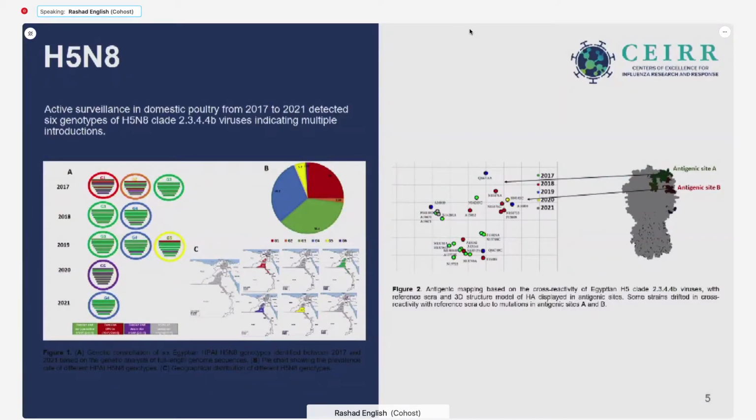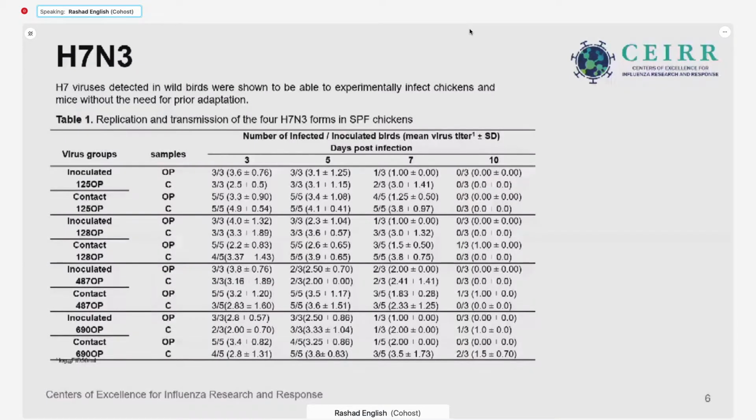For the H7s, in our wild bird surveillance, we've been seeing a lot of H7N3 viruses coming in. When we look at them, they differ not only by the genetic constellation, but they also differ within the HA and the NA, even though they are the same subtype. So we were interested in seeing whether these have any potential to cross the species barrier. We picked 4 H7N3s that had different genetic constellations from different years, and we put them in chickens and in mice.